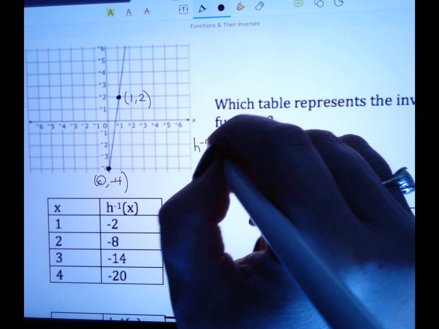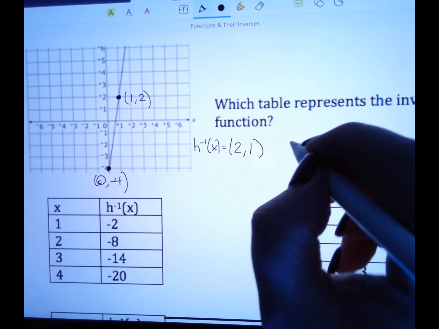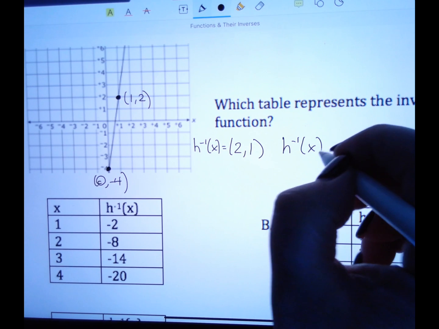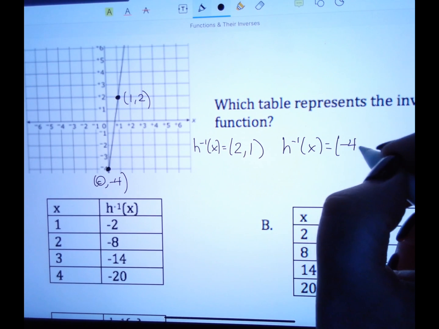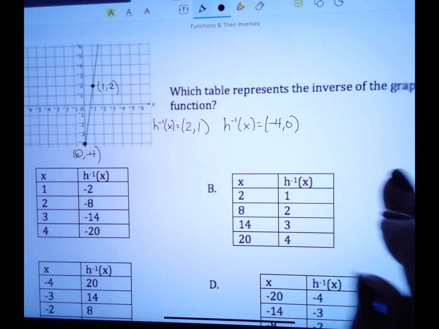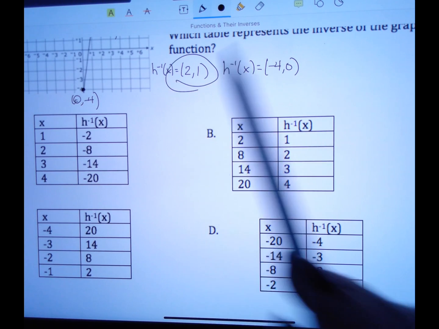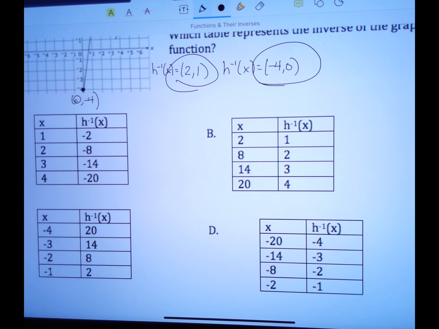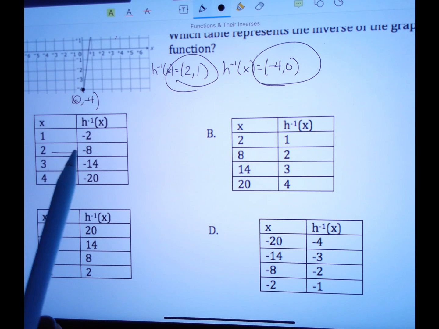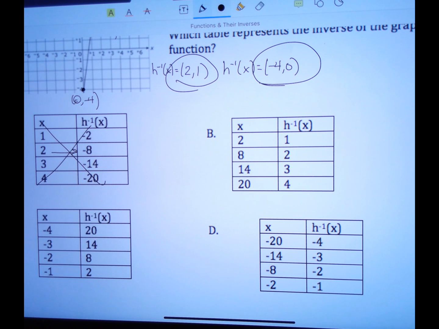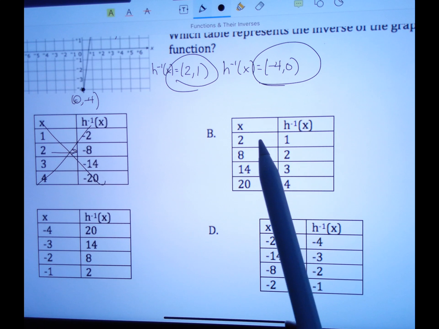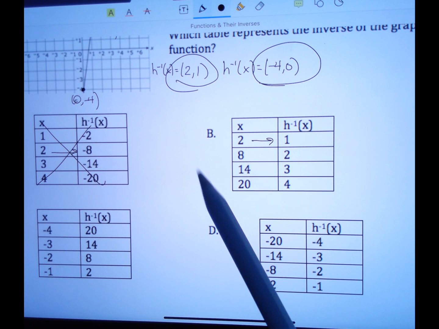So H inverse of x should have 2, 1, and H inverse of x should have -4, 0. So I'm going to look for the table that has either 2, 1 or -4, 0, or it could have both. So here on A, I see that 2 goes to -8, so I know that's not my answer. Here, I see 2 going to 1, so this could be it.